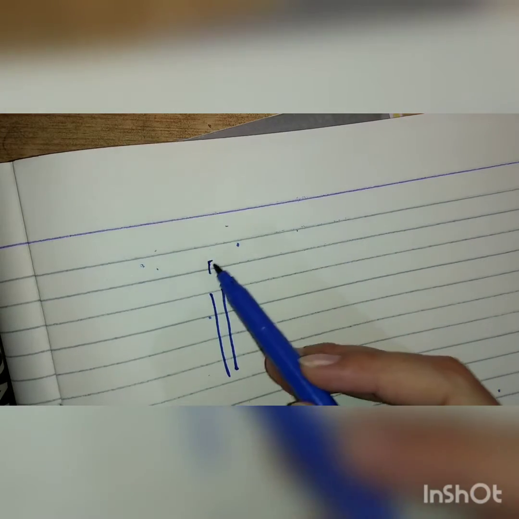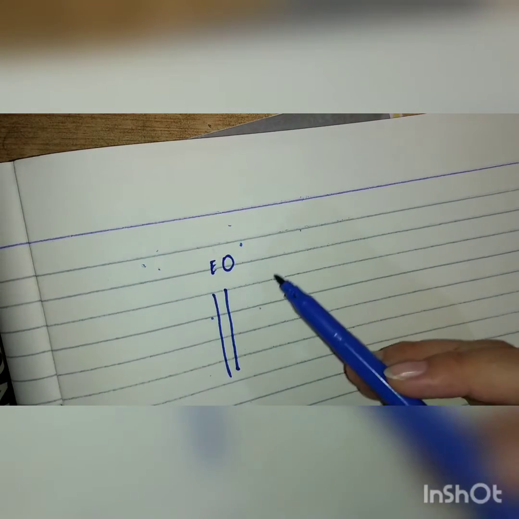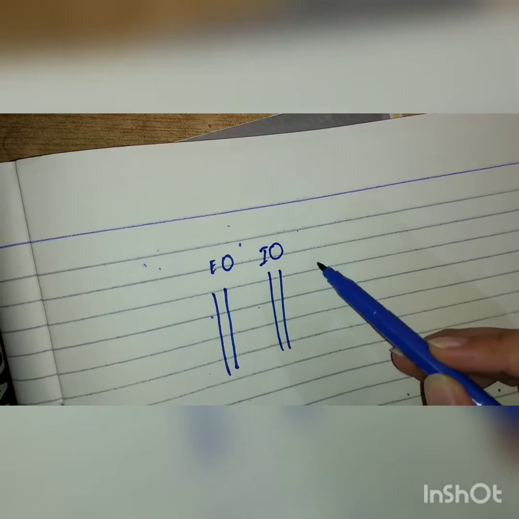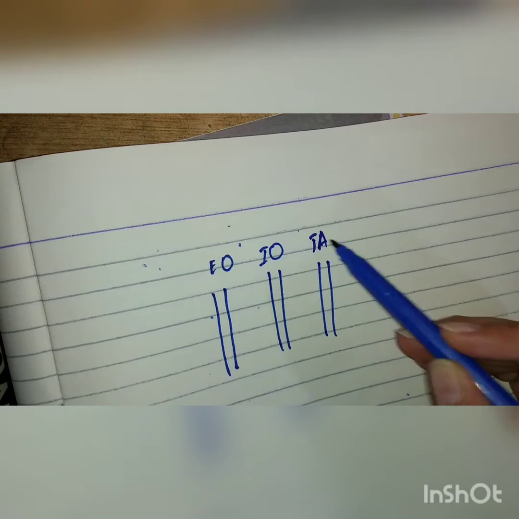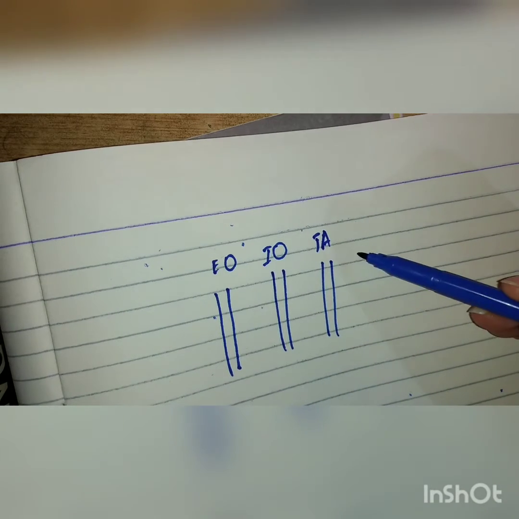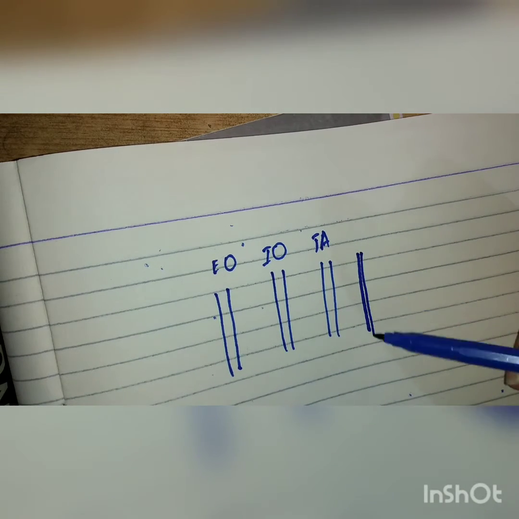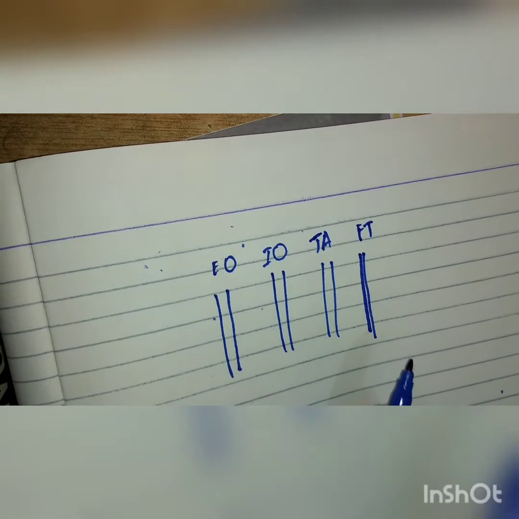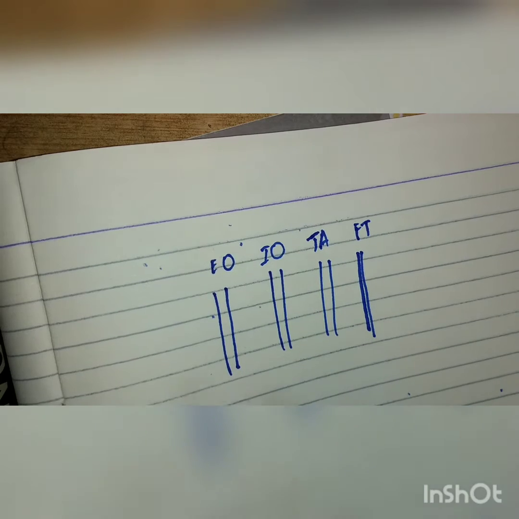The basic arrangement of the muscles: the first one is the external oblique. Then we have the internal oblique. Then we have the muscle transversus abdominis, and then we have the fascia transversalis, FT. So this is the basic arrangement of the layers in the abdominal wall.